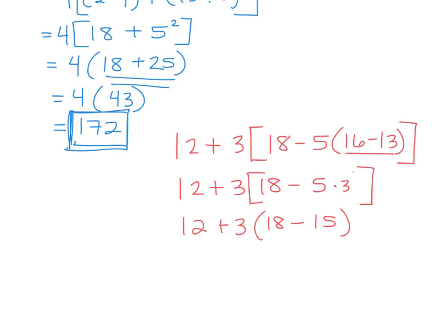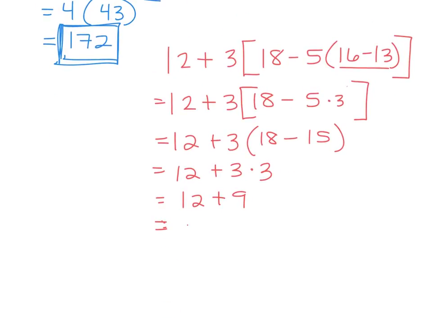What's your next step? 18 minus 15. We're still doing parentheses, right? So 12 plus 3. 18 minus 15 is 3. So 12 plus 3 times 3. What do you do next? 3 times 3. So 12 plus 9. And you get what? 21. Okay. Questions on that? Alrighty.